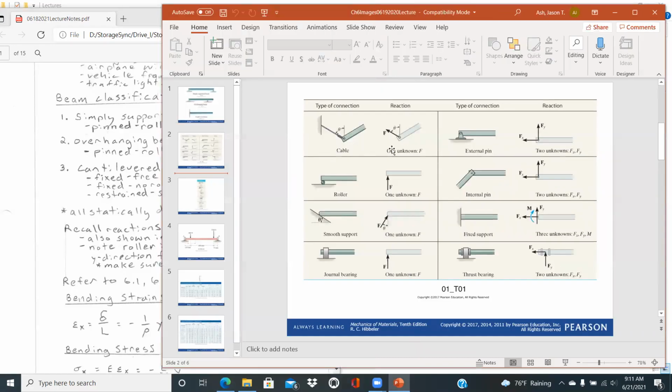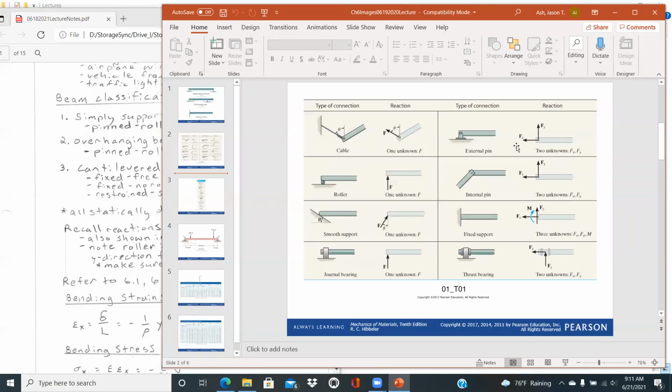When we look at reaction forces again on table 1.1, we see that a cable can only provide an axial force in line with the cable, a roller gives a vertical force, and a smooth incline would have to give a force perpendicular to that incline. A journal bearing, just a force perpendicular.